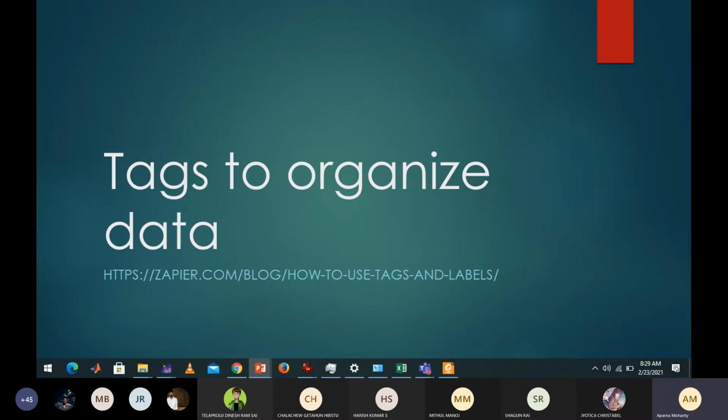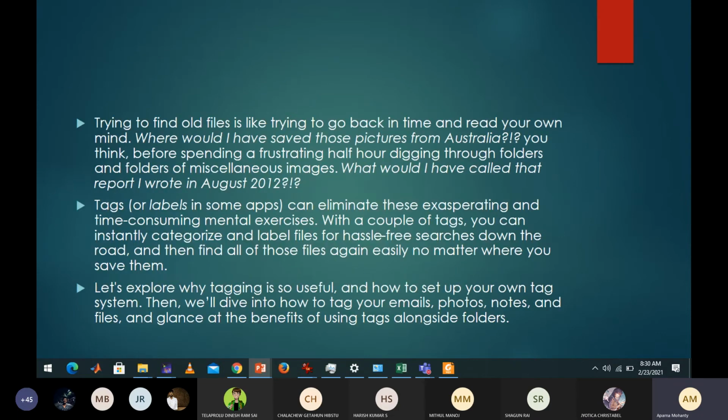So how do we tag those folders? Keeping things in a folder is sometimes difficult to trace, so nowadays we generally prefer tagging. What is this tag concept? Let me give you an example. Tags or labels in some apps can eliminate this time consuming mental exercise. Like I'm thinking, what have I named those folders? Did I name it vacation or summer trip? I might not recall what name I gave. So the easiest way is, whenever I save those things, I give them a couple of tags.